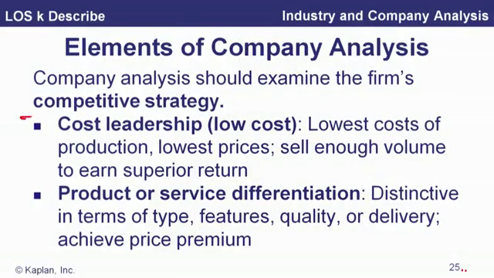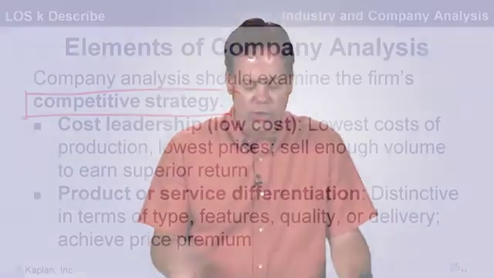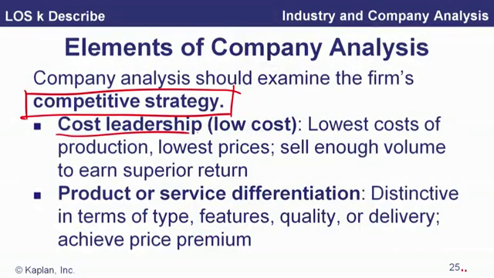So to wrap this thing up, elements of company analysis again. Company analysis should examine the firm's competitive strategy. So what is the firm's competitive strategy? I mentioned Michael Porter earlier. I said Michael Porter asked a simple question. He said, what has to be in place for a firm to outperform in the long run? And the big part of that answer was they have to be in an attractive industry, and that was Porter's 5 forces. The other part was they had to have a competitive advantage. Okay? And he identified two sources of competitive advantage. One was you could be a cost leader, and the other is you could be a differentiator.